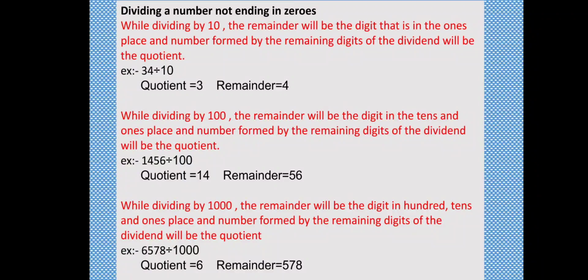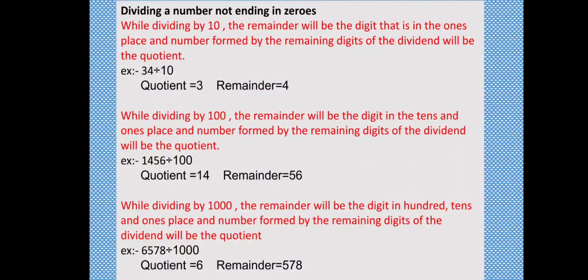For example, 34 divided by 10. Here the number at the ones place is 4. So 4 is going to be our remainder, and the rest of the number is going to be the quotient, which is 3.